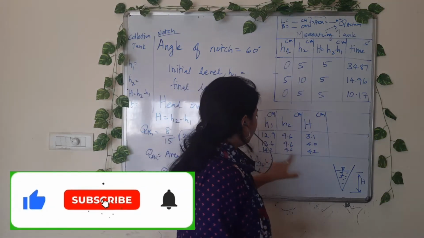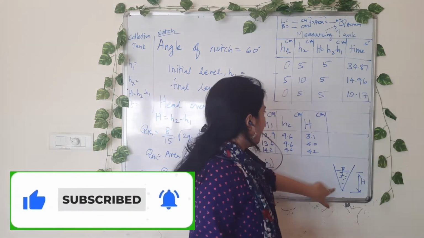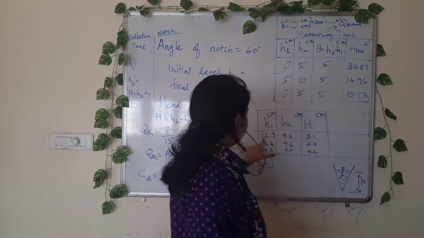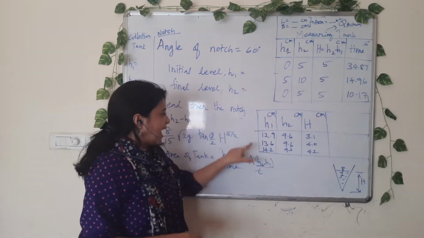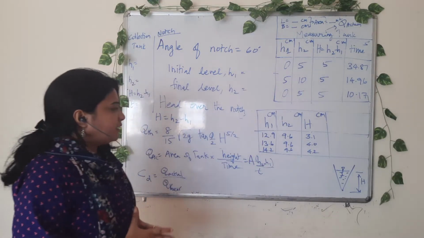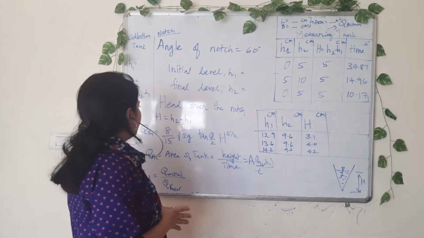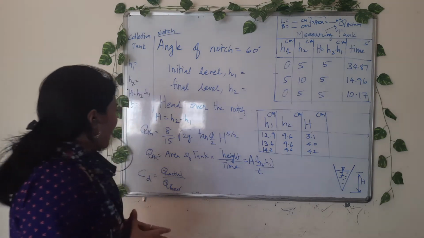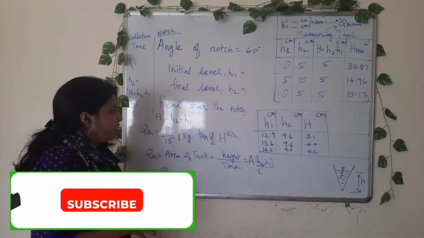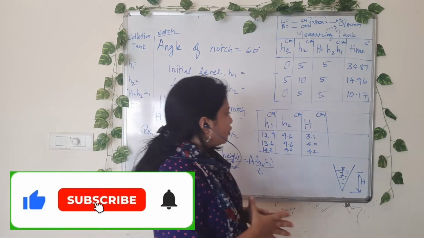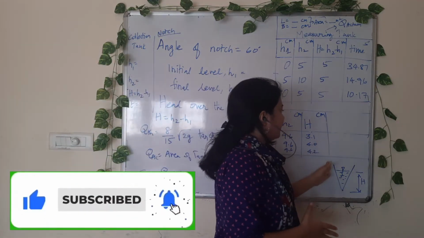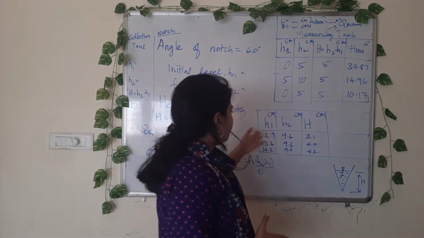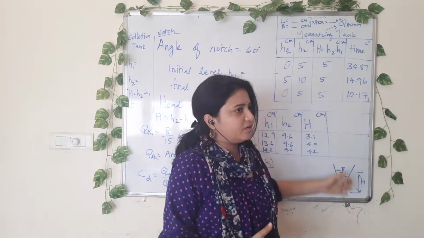Here, that is 9.6, and we see how much H1 will come to. H1 will be taken at different points, and likewise we find out the head over the notch. Once we have these values with us, we use them to find out the theoretical discharge, which will again be found out in the calculation part. For these 3 points, we'll have 3 different values.